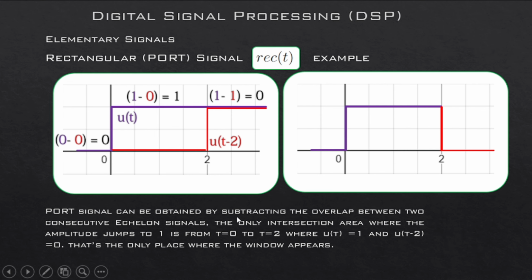So port signal can be obtained by subtracting the overlap between two consecutive echelon signals. The only intersection area where the amplitude jumps to 1 is from t equals 0 to t equal 2, or n, if you will, where u(t) equal 1 and u(t minus 2) is equal to 0. That is the area of the overlap where one of them is 1, the other is 0. So that's what gets you the port function over here. That's the only place where the window appears.